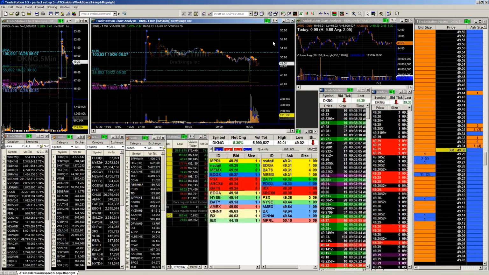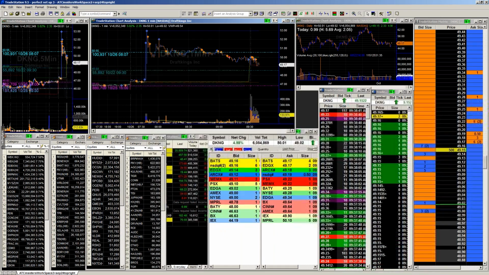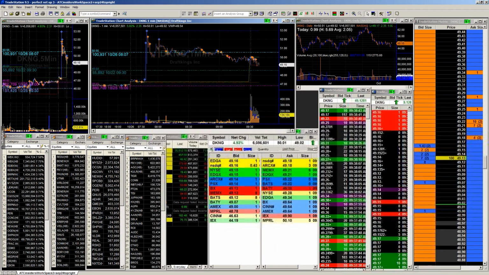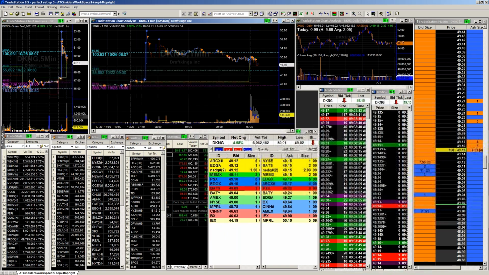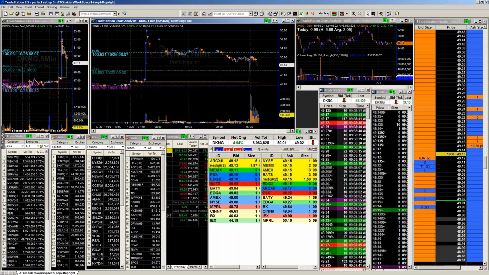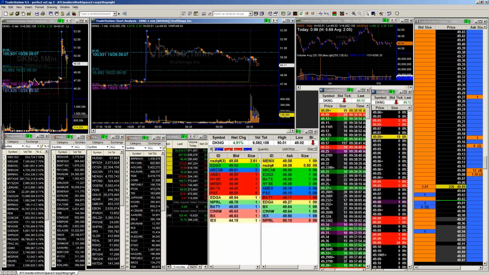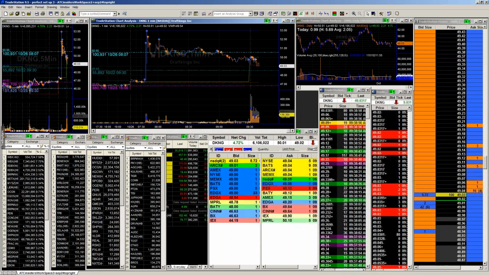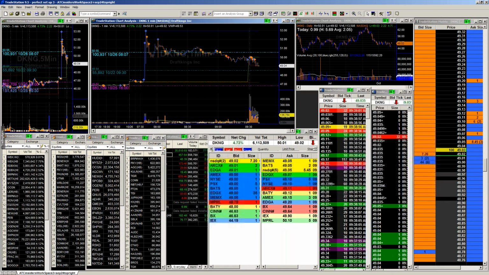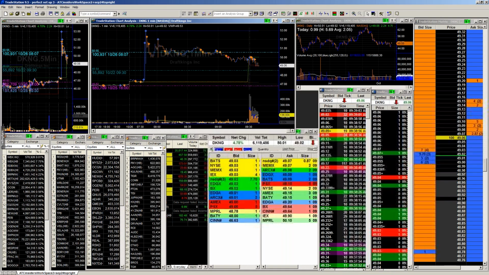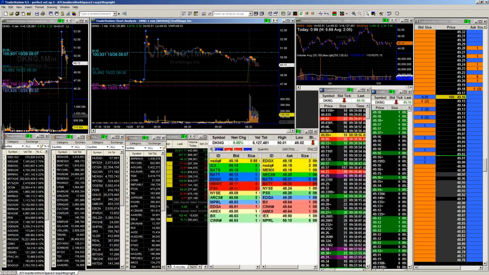Now, I want to talk about the psychology of a market maker for a second. How do market makers trade? Do they let it come down to 51 and then go back up to 53? No, not a day trader. They trade the exact same way. They literally trade the exact same way, I'm telling you.